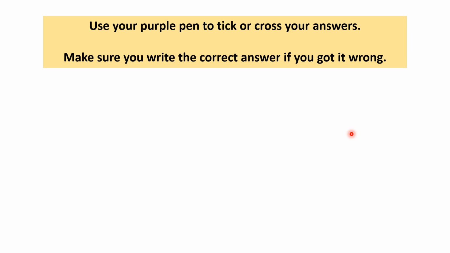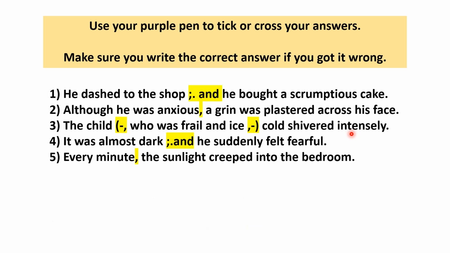So number 1 and number 4 were examples of comma splices, where commas are used to join 2 independent clauses. To fix that, we can use a semicolon, a full stop, or a conjunction.